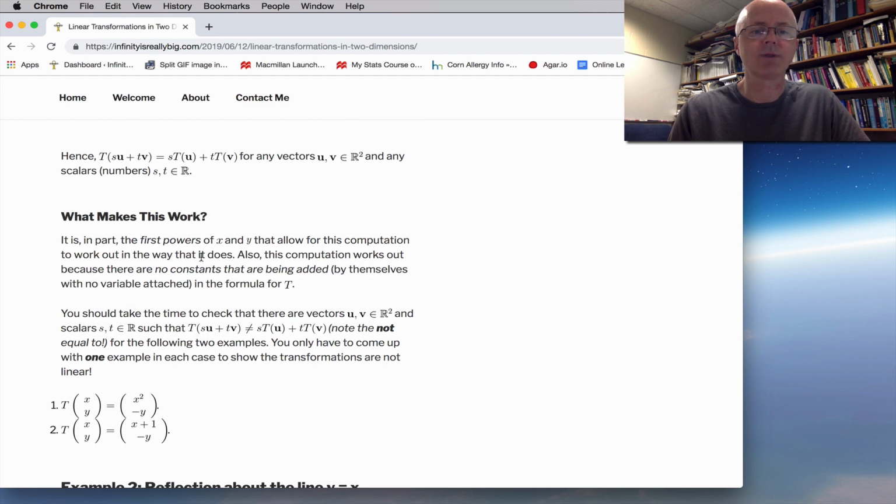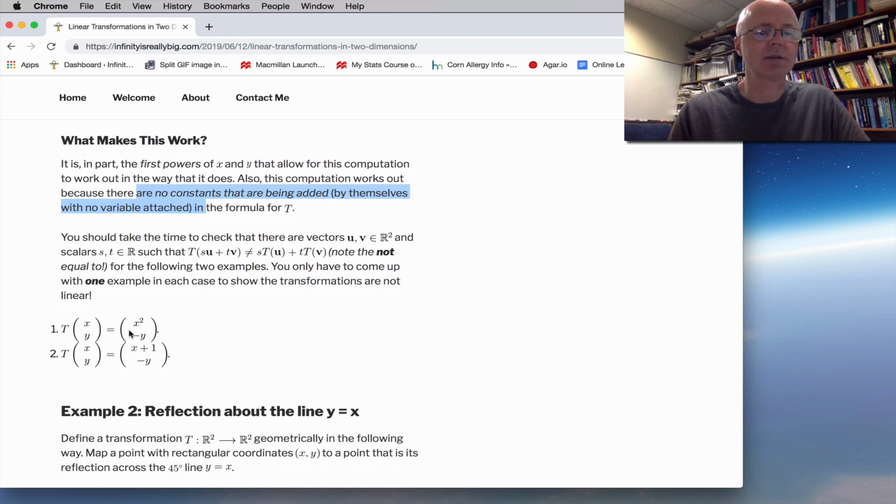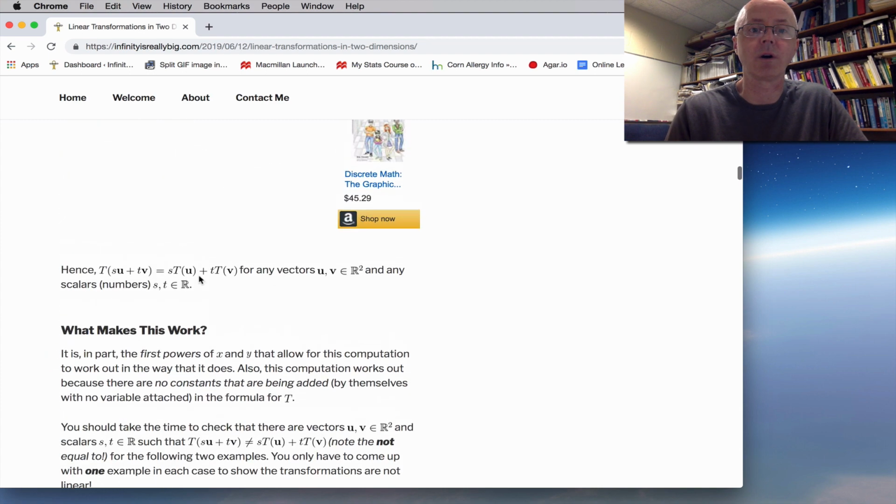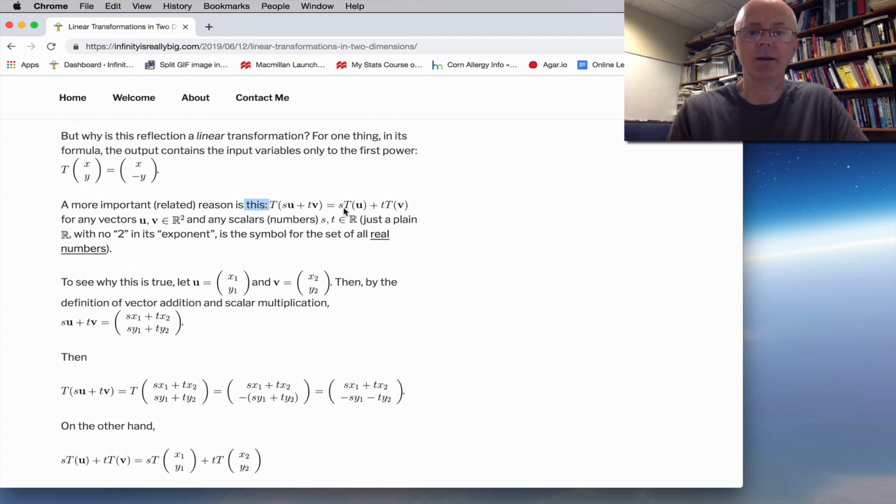Again, what makes that work is the first powers of x and y in the formula and the fact that there are no constants being added. In these two examples that you see here, especially look at example 2, I added a +1 in there. That actually makes it a nonlinear transformation. You will be able to find vectors u and v and scalars s and t where this inequality holds. So that's another exercise for you. The first example here involves an x squared. That's also a nonlinear transformation, as you probably would guess before learning about this formula right here.